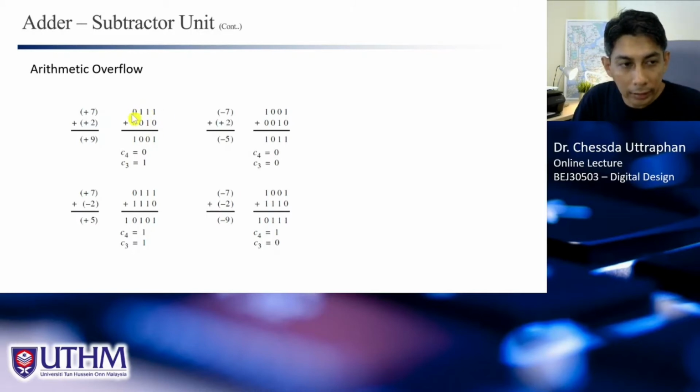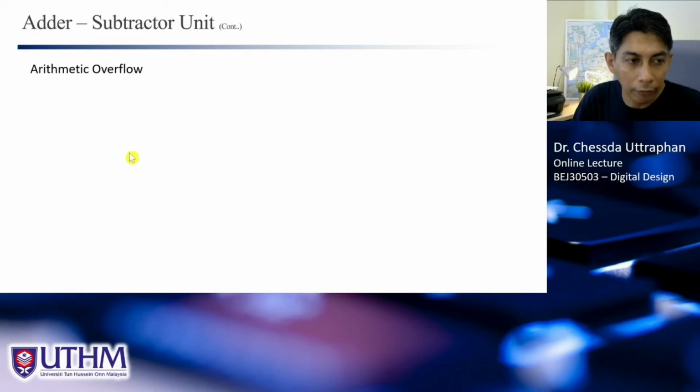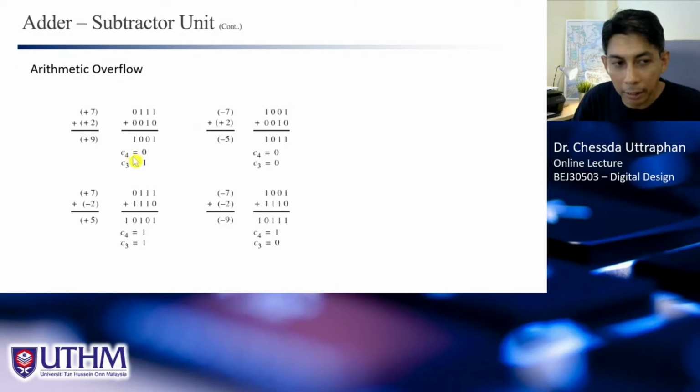We learned this last week. So let's see this. 7 plus 2, we have 9. And we know already that if our system is a 4-bit system, the range for the result must be between -8 and +7. And 9 is more than +7. This means overflow occurs, right? This does not fit in a 4-bit system.